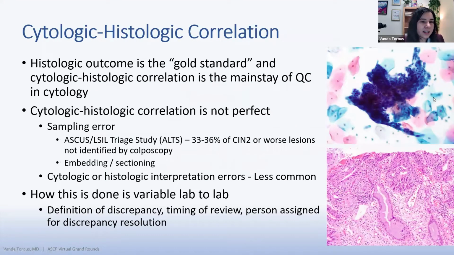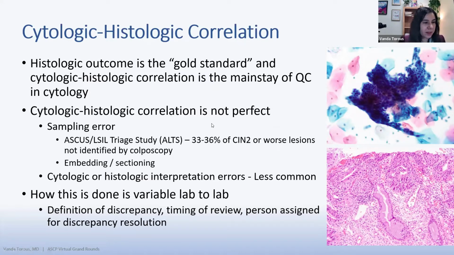Now, cytologic-histologic correlation. So histologic outcome is considered the gold standard. And so cytologic-histologic correlation is really the mainstay of QC in cytology. Needless to say, these correlations are not perfect.